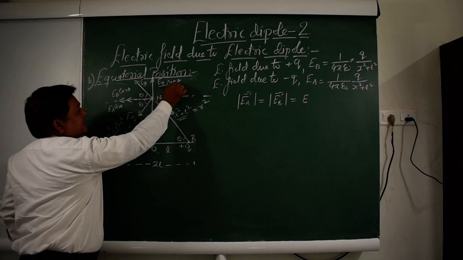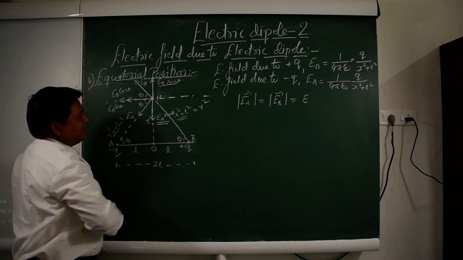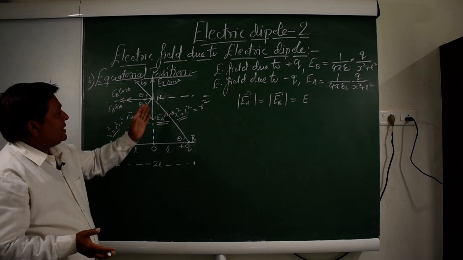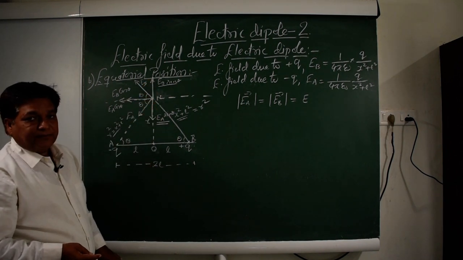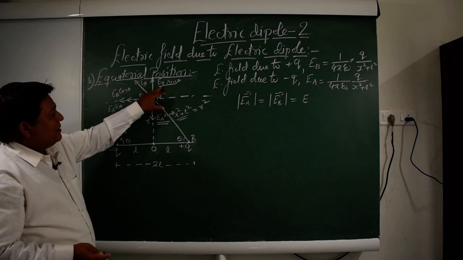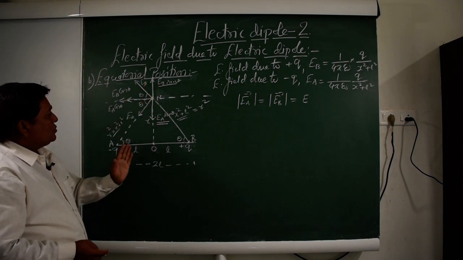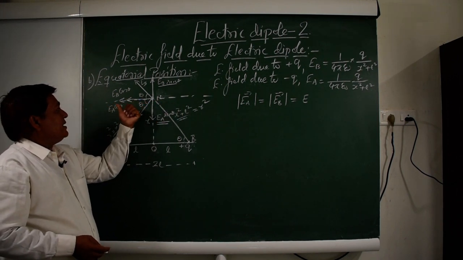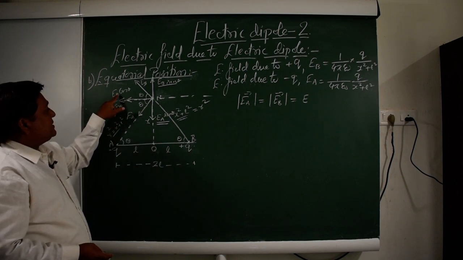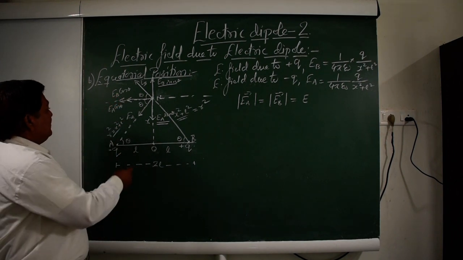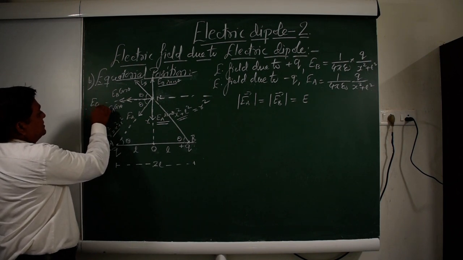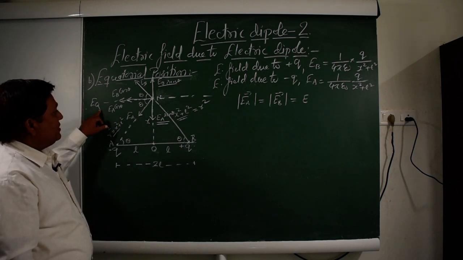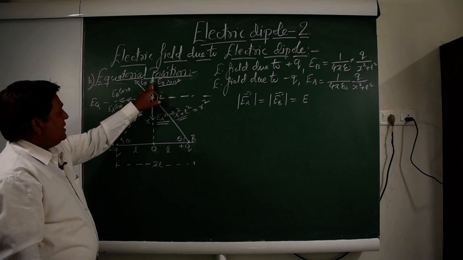So this is EB sin theta, this is EA sin theta. Both are opposite in direction and their magnitudes are equal, so we can say that these components cancel out. So the total resultant electric field will be in the same direction here, and it will be EA plus EB. If I assume that EQ is the resultant electric field, EQ will be equal to the sum of EB and EA.